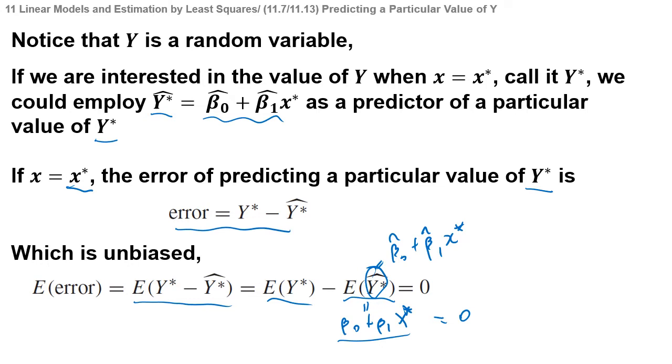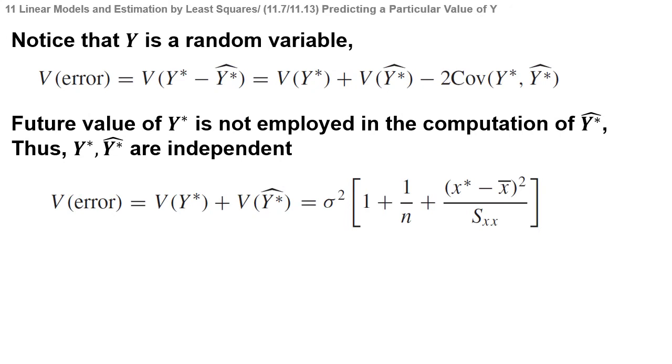And let's move on to calculate the variance of the error. Again, the variance of the error, which is the variance of y star minus y star hat, is the variance of y star plus the variance of y star hat minus 2 times the covariance of y star and y star hat.